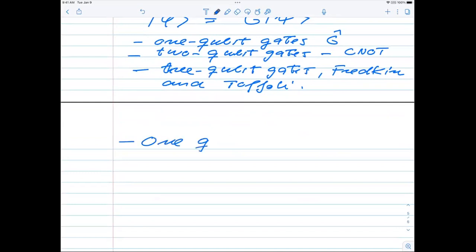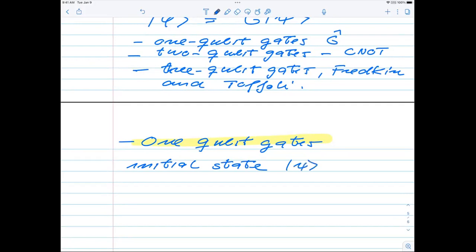So 1-qubit gates, we have already encountered several of them. In this specific case, these are 2x2 matrices. So we have an initial state, which is given by this state psi as we defined it, which is going to be given by an alpha 0 times qubit 0 plus an alpha 1 times qubit 1.